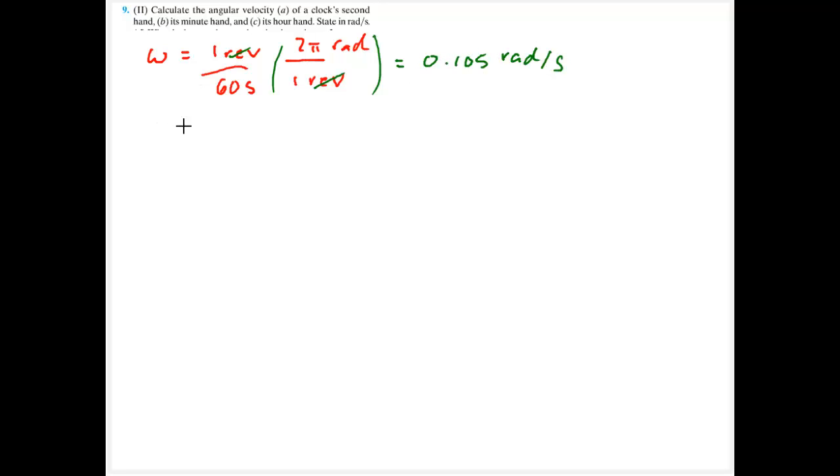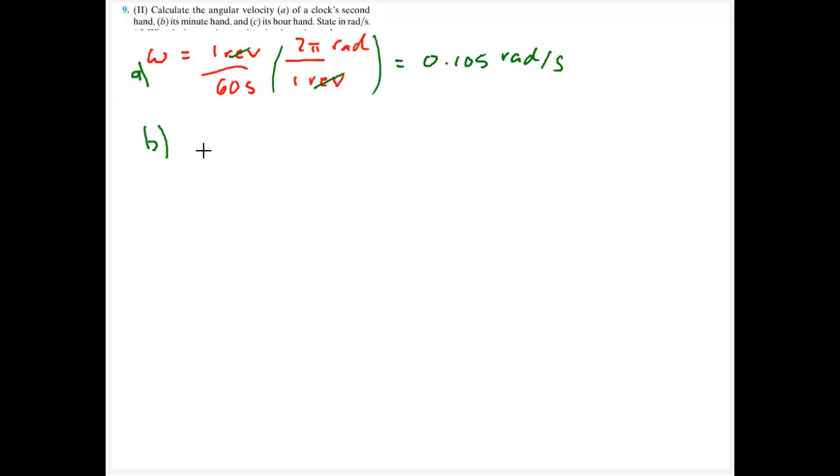Now just a little bit more practice converting from revolutions into radians. We're looking at the angular velocity of a clock's second hand, and I know that it's going to have 1 revolution every 60 seconds, and I know that 1 revolution is 2 pi radians. So I multiply these together, and you can see how revolutions is going to go away, and I'm going to be left with 0.105 radians per second. So that was part A.